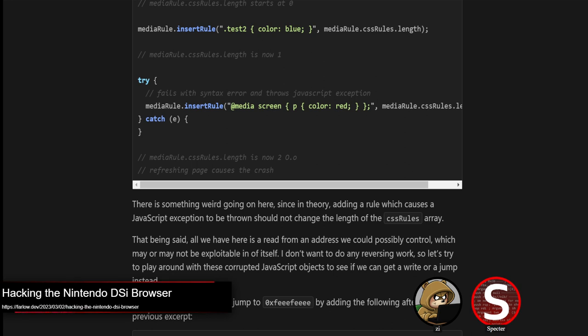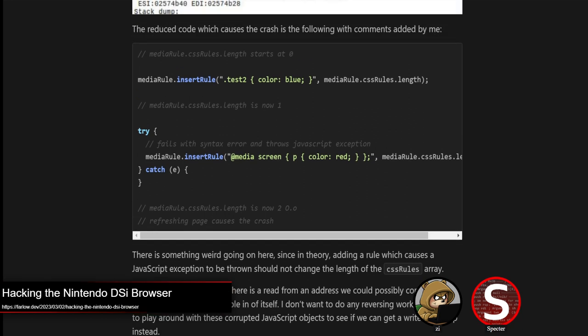Basically, what's going on here is the POC would insert a CSS media rule, then would try to insert another one with an invalid syntax in a try catch. And weirdly, the second rule, even though it's invalid and throws an exception, still increments the CSS rule length. And then if you delete the two rules and try to access the CSS rule's length, you would trigger a UAF on the length method access.